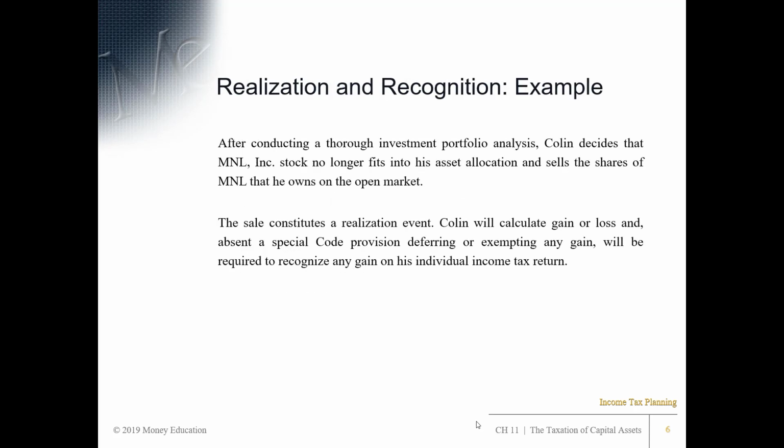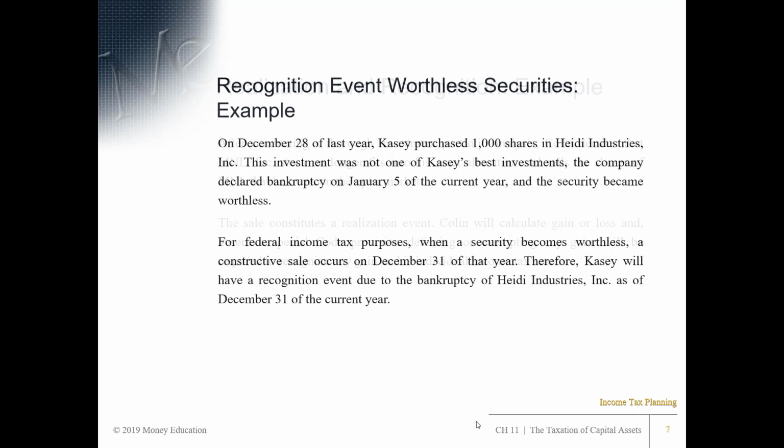Let's talk about an example. After conducting a thorough investment portfolio analysis, Collison decides MNL Inc. stock no longer fits his asset allocation and sells the shares of MNL that he owns on the open market. The sale constitutes a realization event. Collison will calculate gain or loss, and absent a special code for deferring or exempting any gain, he will have to recognize any gain on his individual tax return.